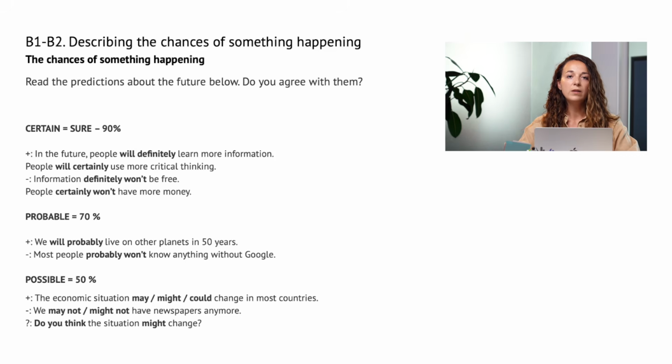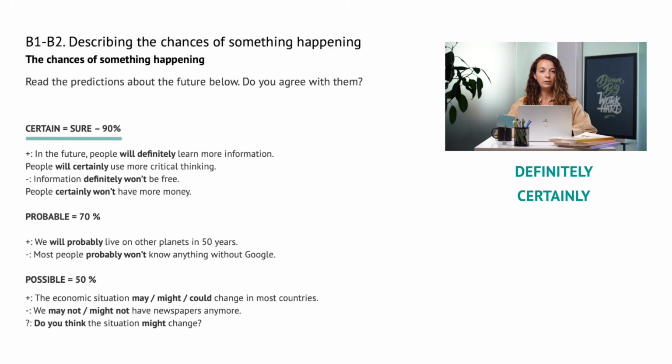When we are certain about something 90% or even more, I would say you actually believe it will or won't happen. We can use definitely or certainly with future simple. These words are total synonyms and can replace each other. For example, people will certainly use more critical thinking. This sentence means that I'm really sure of what I'm saying.